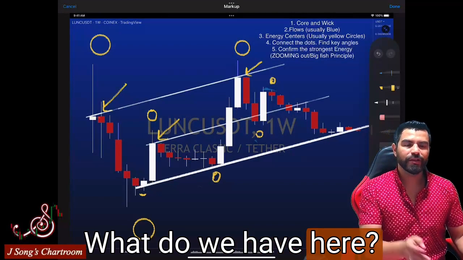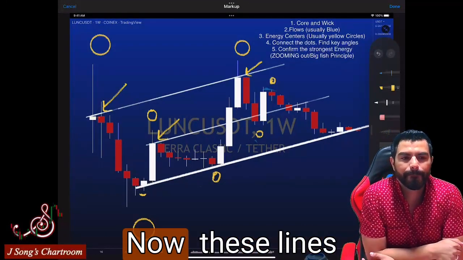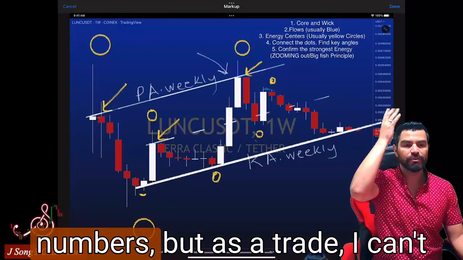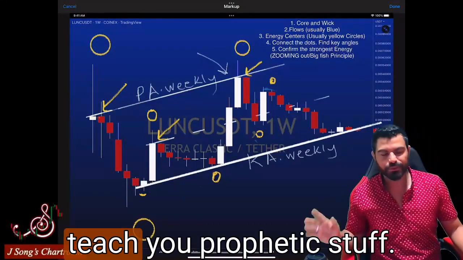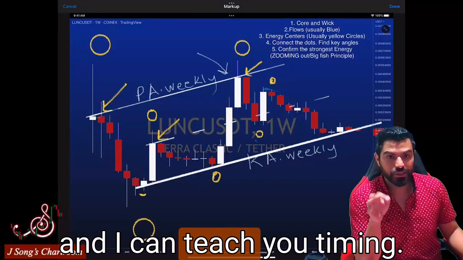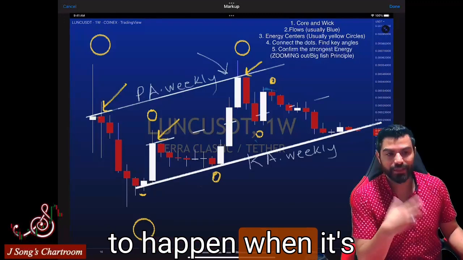What do we have here? See, does it make sense to you now? These lines are all connected. We're still waiting for prophetic numbers, but as a trader, I can't teach you prophetic stuff. But I can teach you how to read, and I can teach you timing so you can see it starting to happen when it's supposed to happen.